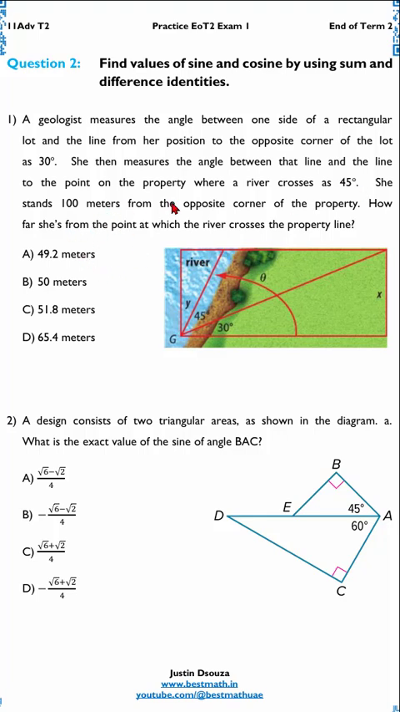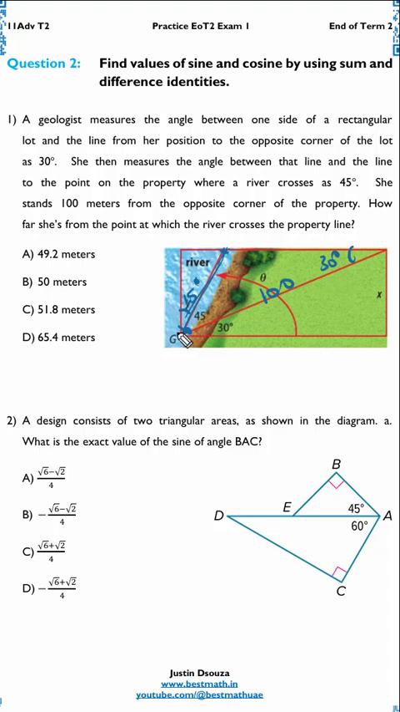She stands 100 meters from the opposite corner of the property. That means this distance, the hypotenuse value in this figure in the rectangular lot, is 100. How far is she from the point at which the river crosses the property line? So basically this distance is what we need, isn't it? But before that, what do we know here? We know this is 30, so this is also 30 degrees. And 45 plus 30, it's 75, so the remaining is 15 degrees here.